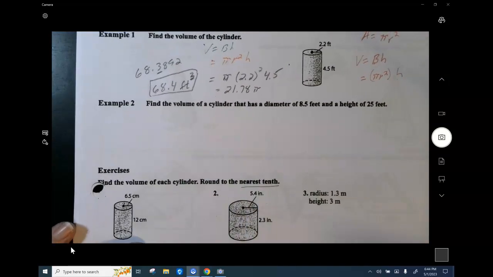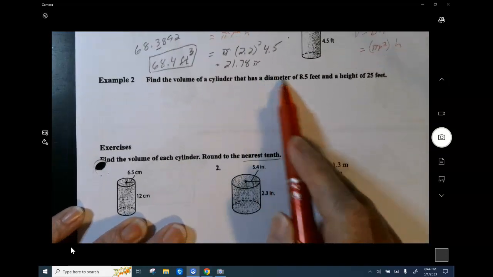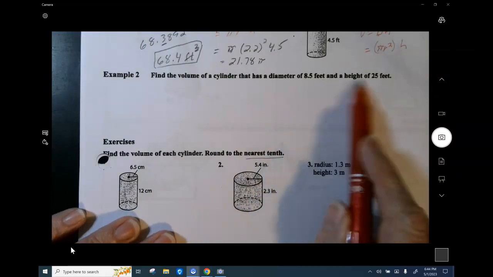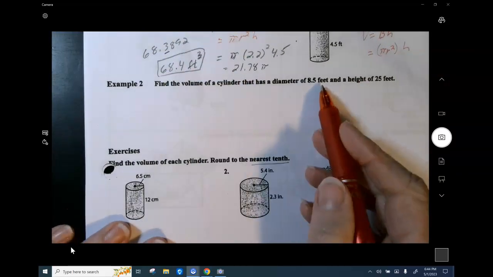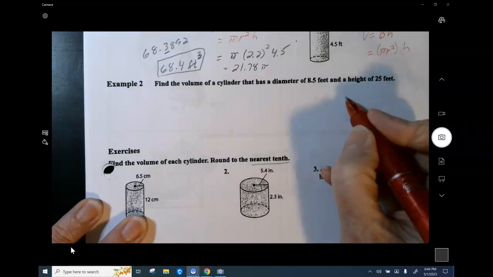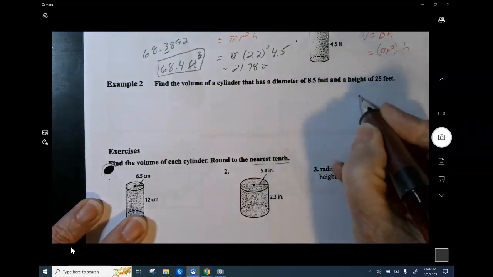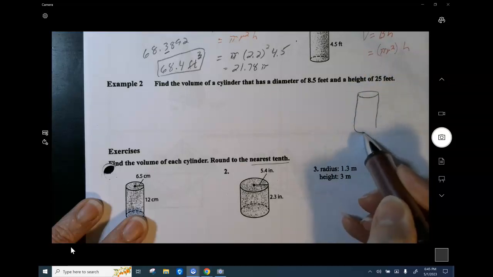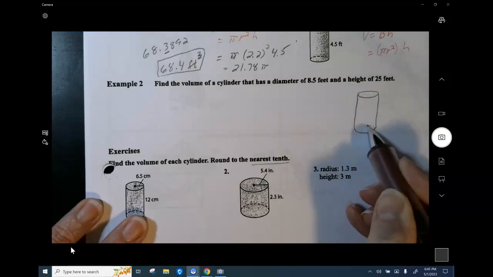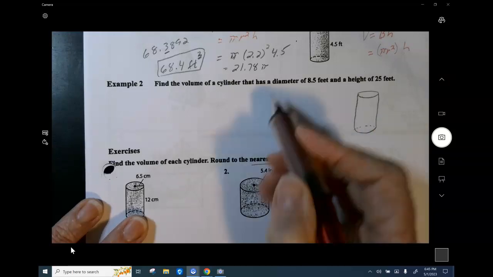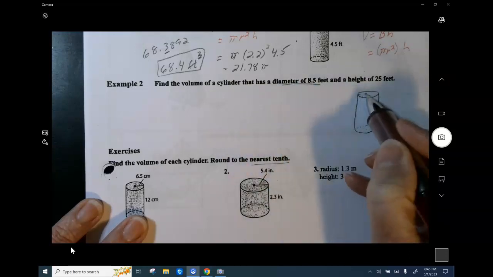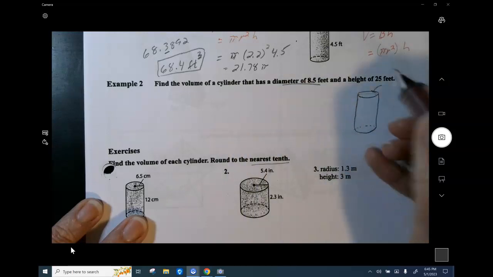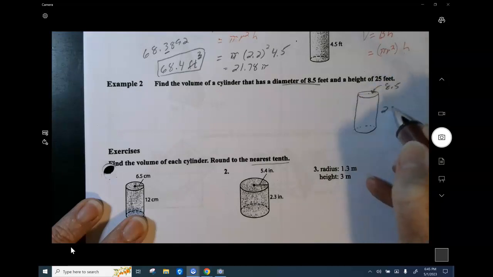Okay. On the next one, it says, find the volume of a cylinder that has a diameter of 8.5. Now for me, whenever I'm doing this, I think it's easier to draw a picture. So to draw a cylinder, we draw an oval, which would be called an ellipse. Then we go straight down from that. And then we make a curve down here at the bottom, and it continues on around to the other side. This time it says my diameter, the whole diameter, whole way across, is going to be 8.5. And my height is 25.